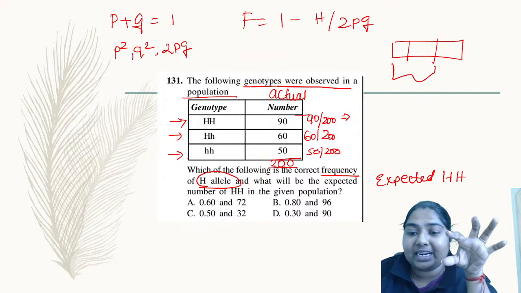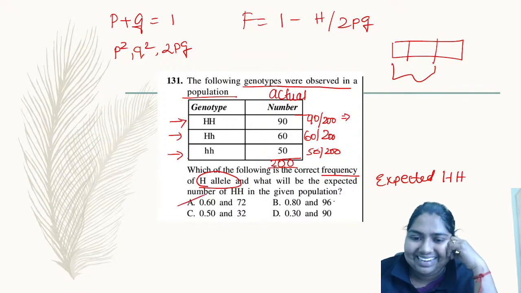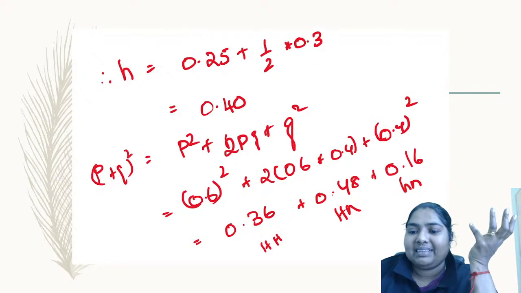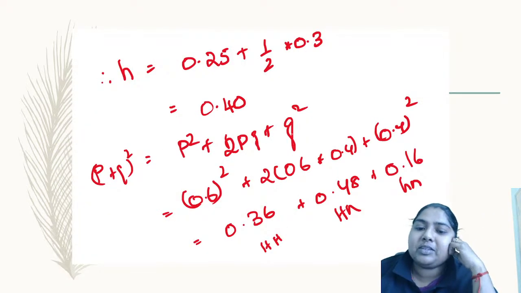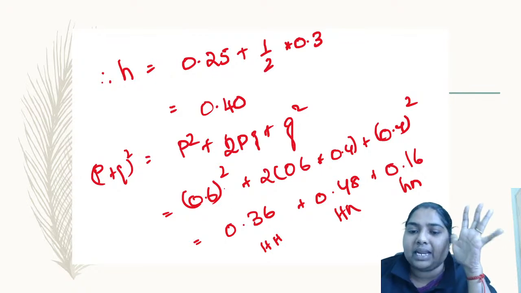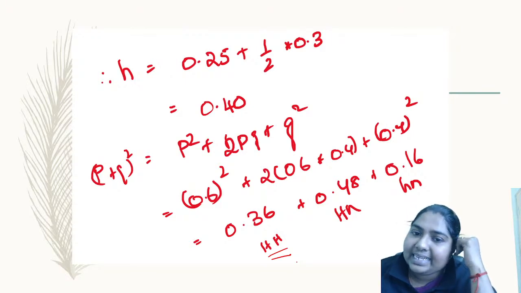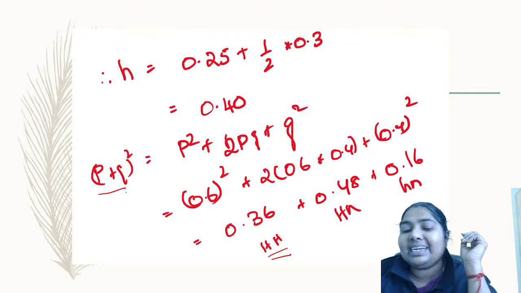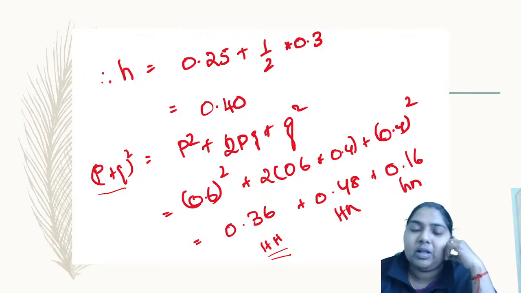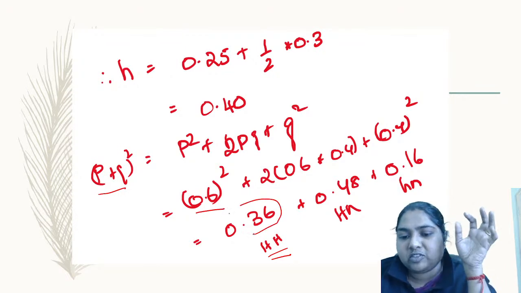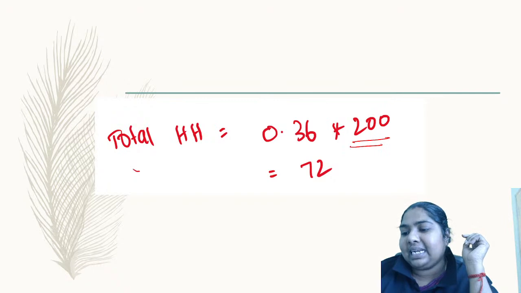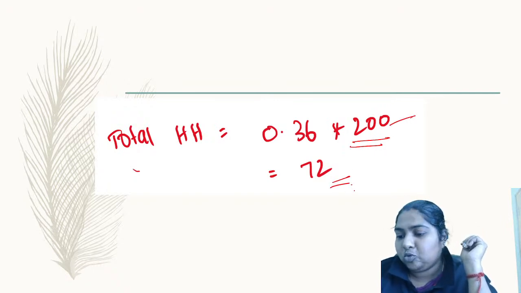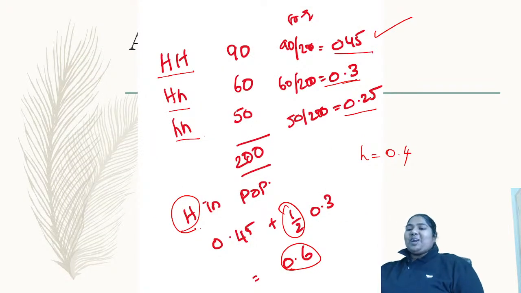Now you are asked to find the expected number of HH. So 0.6 is done. The total number is 200. For calculating HH, you put it into the formula: P plus Q the whole squared is P squared plus Q squared plus 2PQ. P is 0.6, so P squared becomes 0.36. Now multiply it by the total number, 200, so that becomes 72. This last step is very important. For the new ones, I will explain one more time; the old ones are with me.